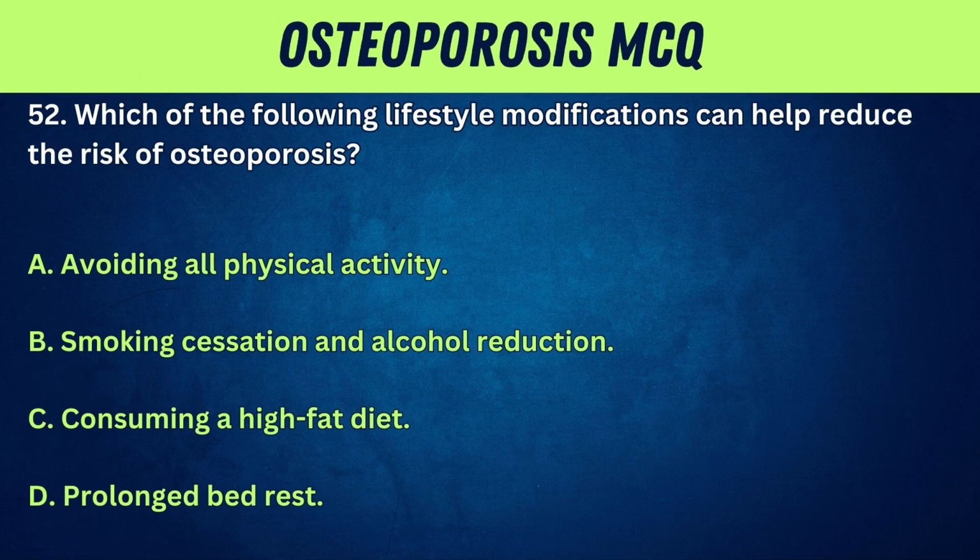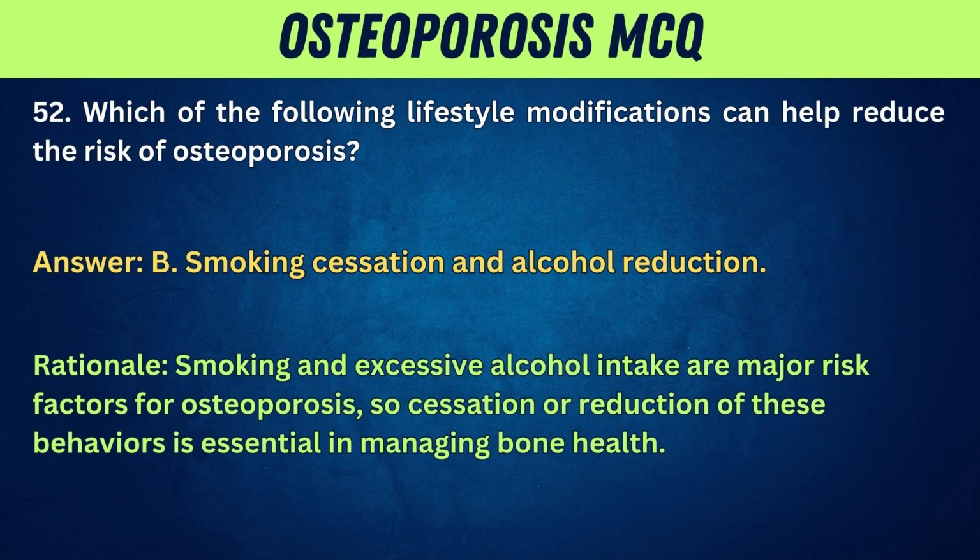52. Which of the following lifestyle modifications can help reduce the risk of osteoporosis? A. Avoiding all physical activity. B. Smoking cessation and alcohol reduction. C. Consuming a high-fat diet. D. Prolonged bed rest. Answer. B. Smoking cessation and alcohol reduction. Rationale. Smoking and excessive alcohol intake are major risk factors for osteoporosis, so cessation or reduction of these behaviors is essential in managing bone health.